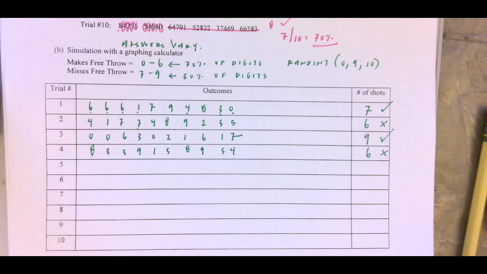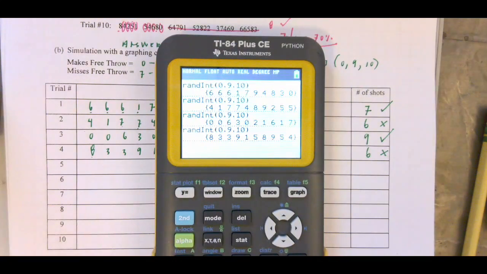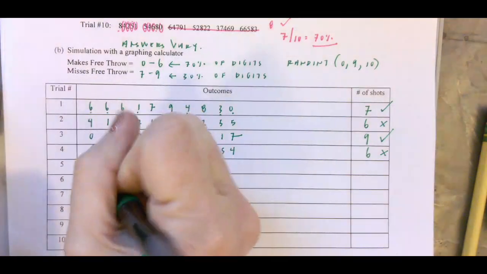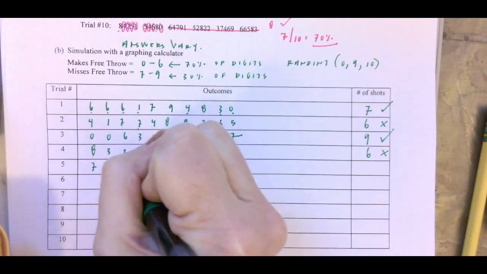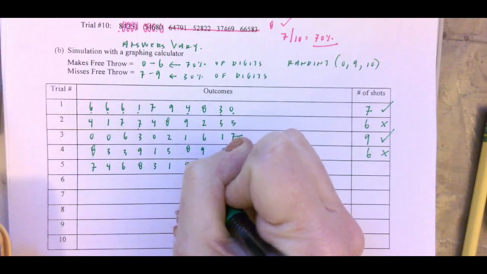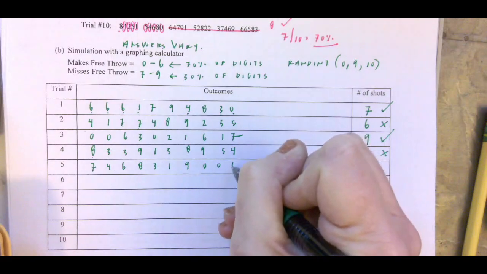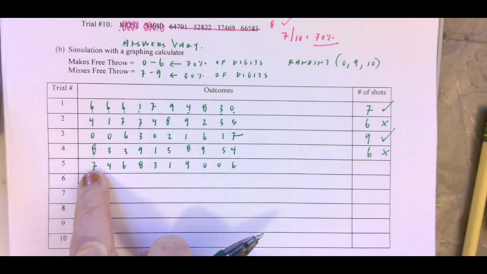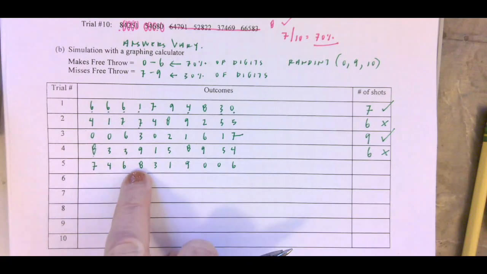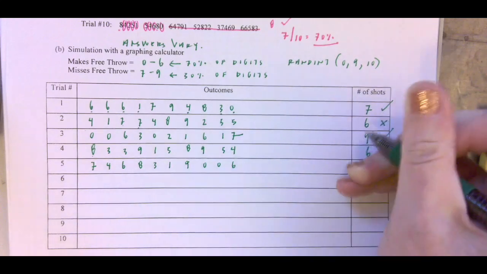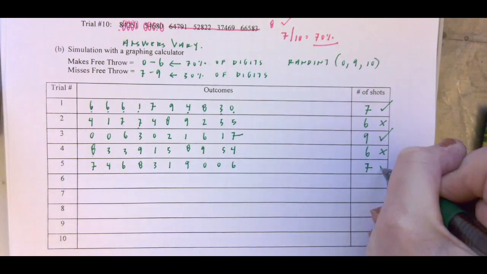Okay, so here we would keep doing it until we have 10 trials. I'll do one more and give the summary statement after this one. So here we see that we have, let me transfer it, a 7, 4, 6, 8, 3, 1, 9, 0, 0, 6. Okay, so now when I go through it, right here we know that he missed it, made it, missed it, made it, missed it, made it, made it. Okay, so he made 7 of them, which is 7 or more.